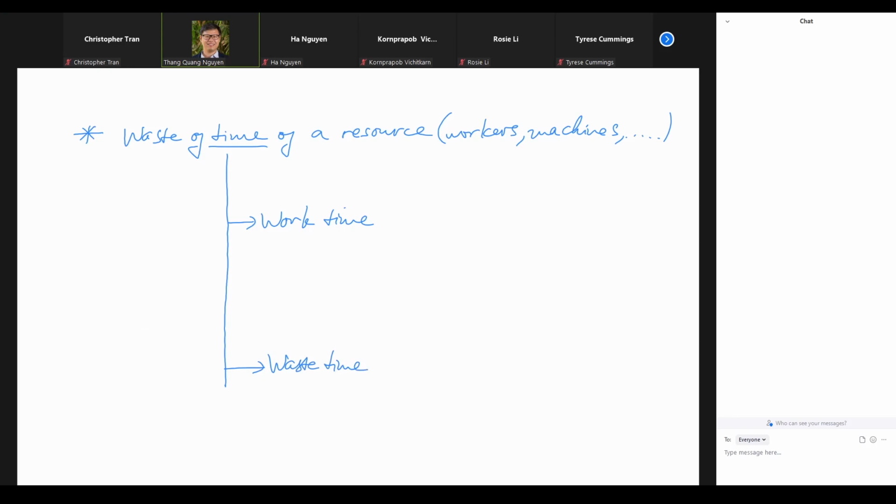So it means that we talk about a worker, then we talk about the time that they work and the time that they do not work, right? For example, we can break it down into two big categories: work time and waste time. And in the work time, we can break it down further to be the value-added time and non-value-added time.